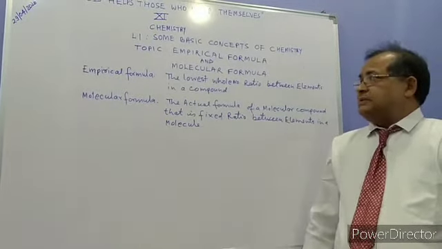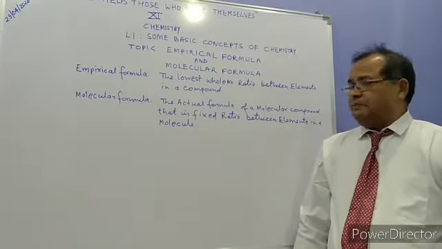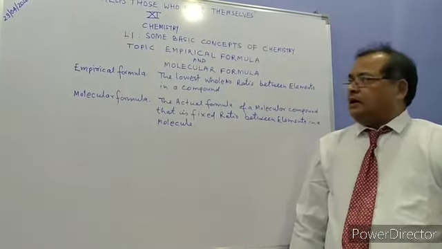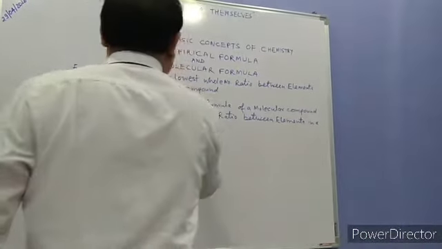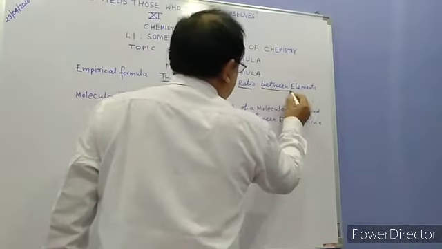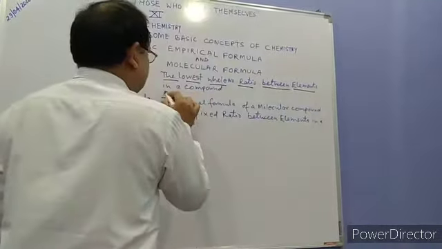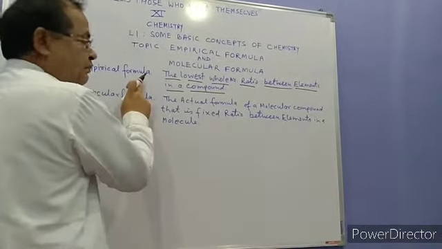First lesson, some basic concepts of chemistry. Topic: empirical and molecular formula. Now, empirical formula: the lowest whole number ratio between elements in a compound is called the empirical formula.